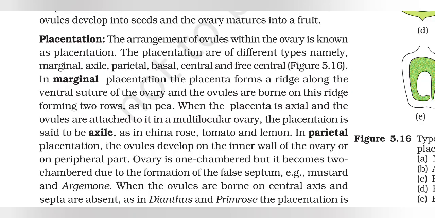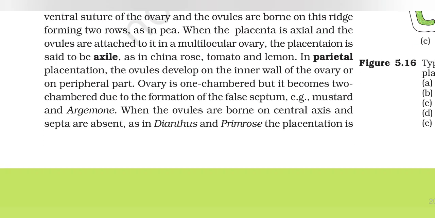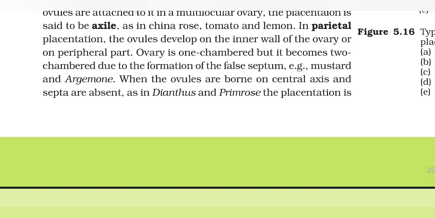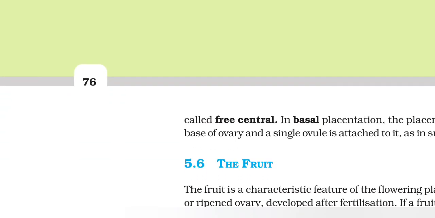When the placenta is axial and the ovules are attached to it in a multilocular ovary, the placentation is said to be axial, as in China rose, tomato and lemon. In parietal placentation, the ovules develop on the inner wall of the ovary or on its peripheral part. The ovary is one chambered but it becomes two chambered due to the formation of the false septum. Examples, mustard and argemone. When the ovules are borne on the central axis and the septa are absent, as in dianthus and primrose, the placentation is called free central.